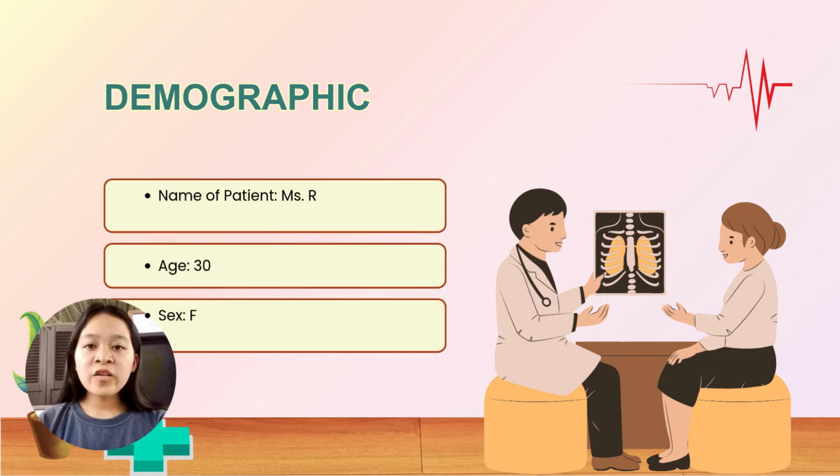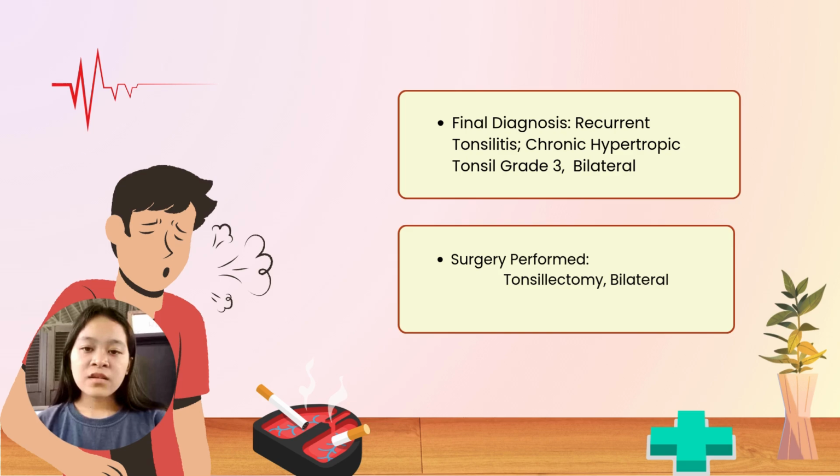For the demographic, our patient is female and her age is 30 years old, and allow us to hide her identity as Miss R. Her final diagnosis is recurrent tonsillitis, chronic hypertrophic tonsil grade 3 bilateral. The surgery that is performed on her is tonsillectomy bilateral.